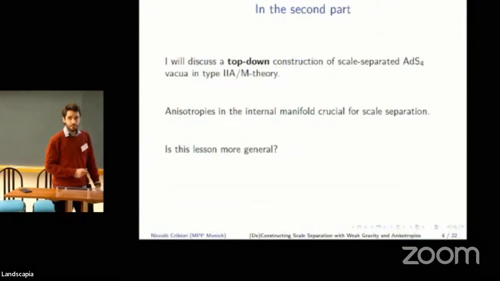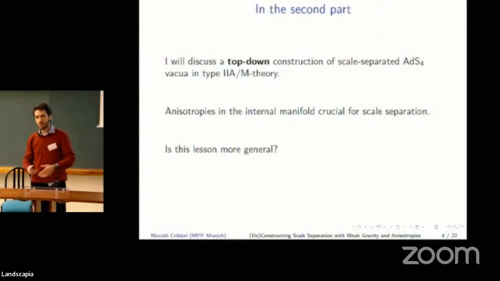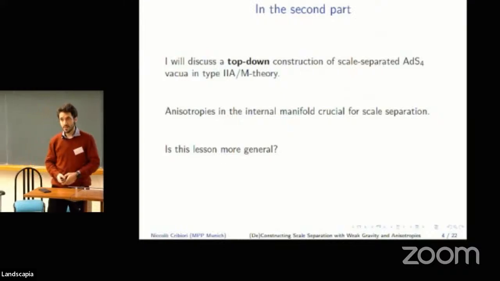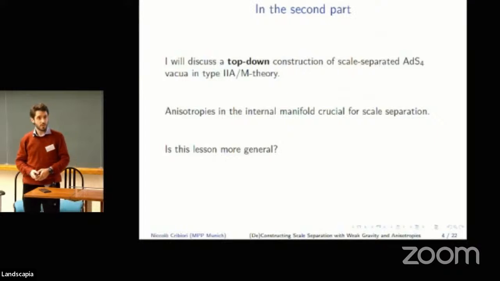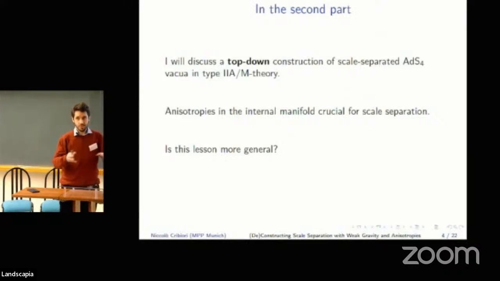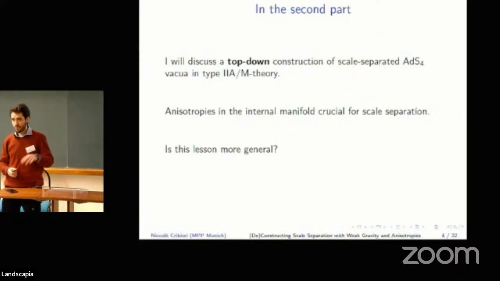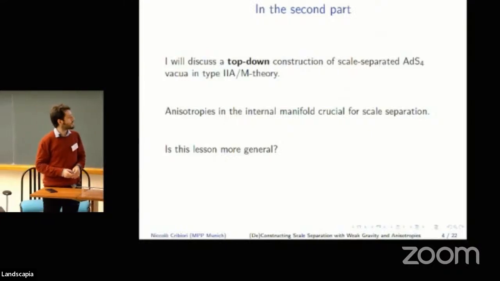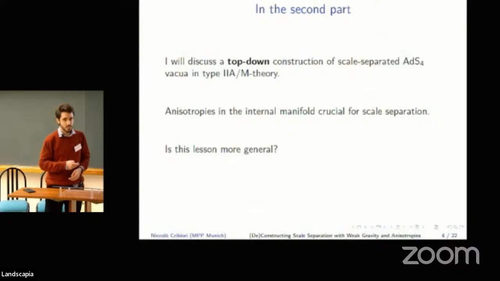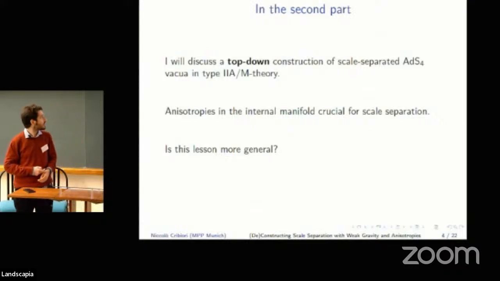In the second part, instead, I will follow the more common top-down approach, and I will review some constructions of scale-separated Anti-de Sitter vacua we did with many people here in the audience in type IIA supergravity. There are many features one could discuss about this construction. I will focus on one of them, mainly for reasons of time, which is the fact that you have to insist on the internal manifold being non-isotropic. So you have to move away from the ideal situation we usually study, in which the internal manifold is isotropic. And then as a final question, maybe this can be a more general lesson, but I cannot say much more about this for the moment.